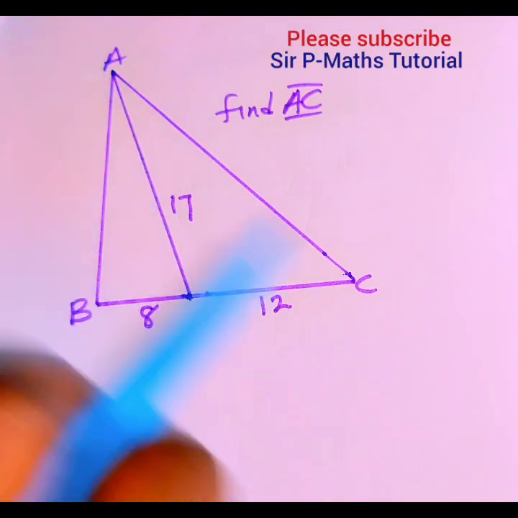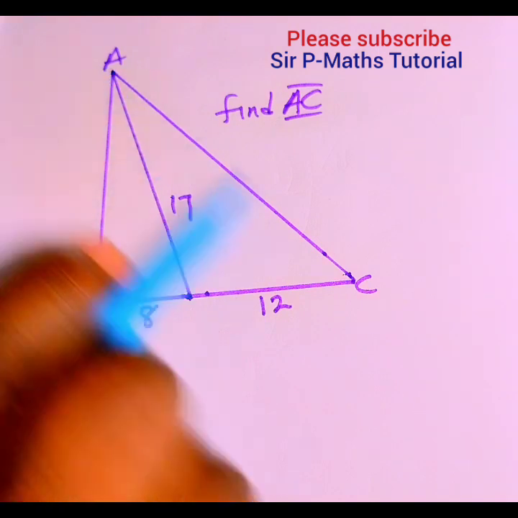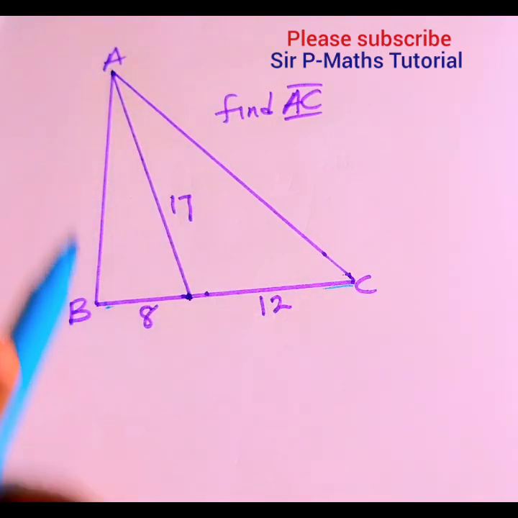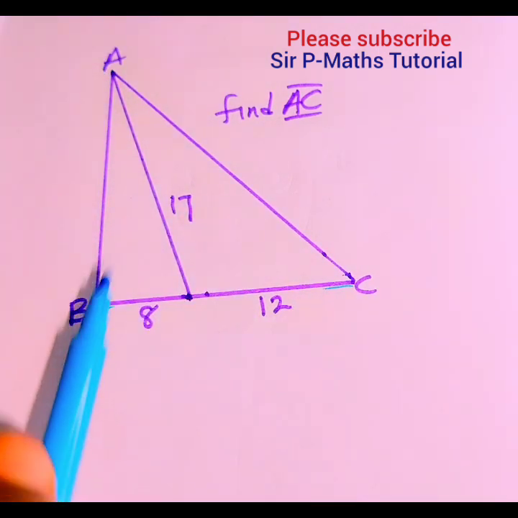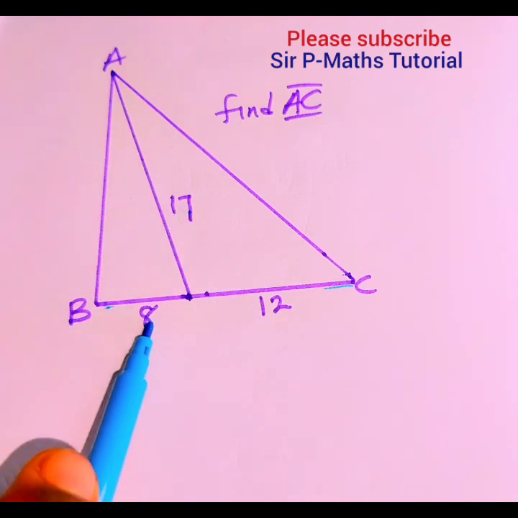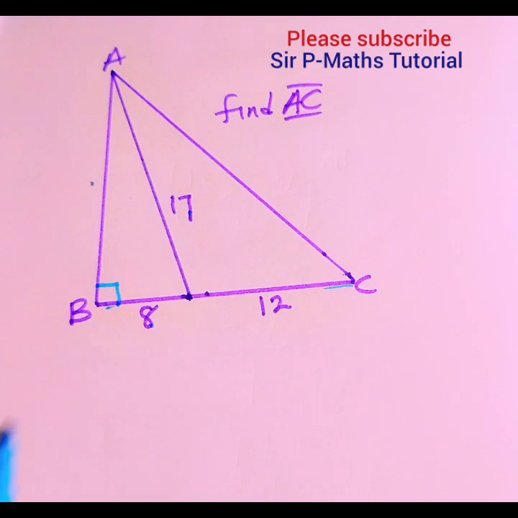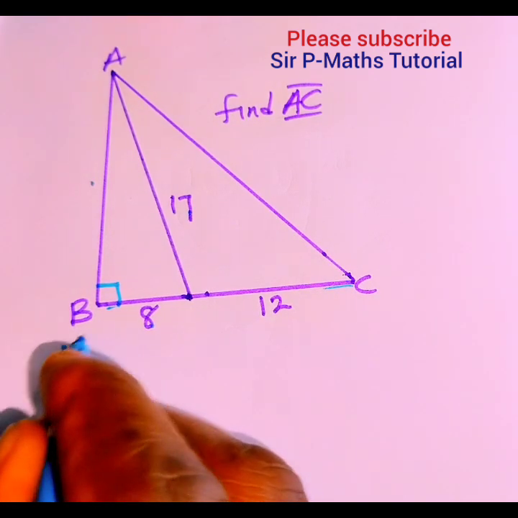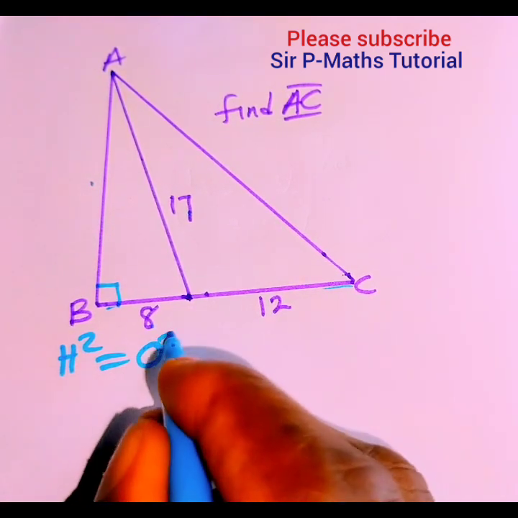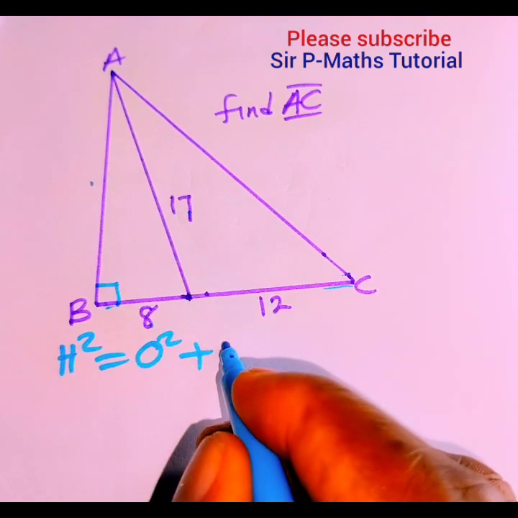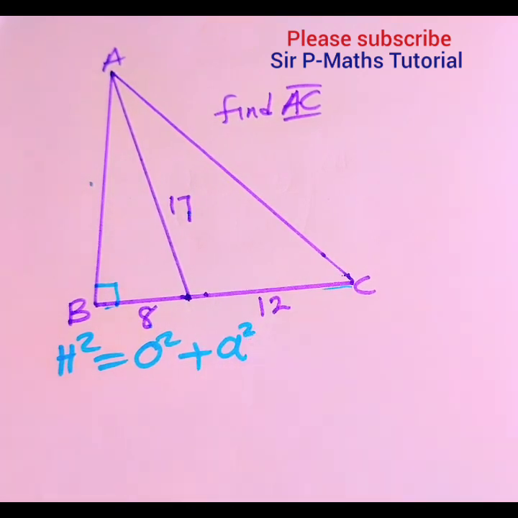We are asked to find AC. Alright, to find AC, I will need this side and this side. So I will use 17 and 8 to find this side. This is a right angle triangle. To solve that, I'll use Pythagoras theorem, which says that h squared is equal to o squared plus a squared.